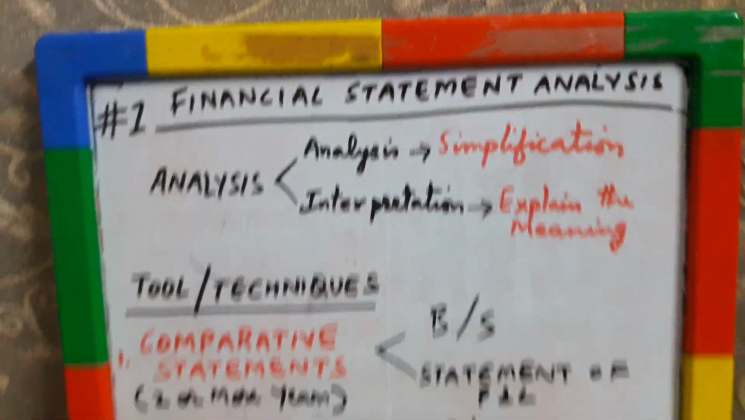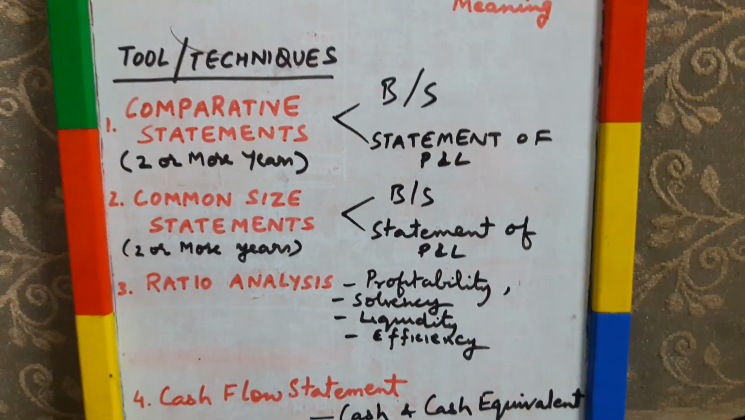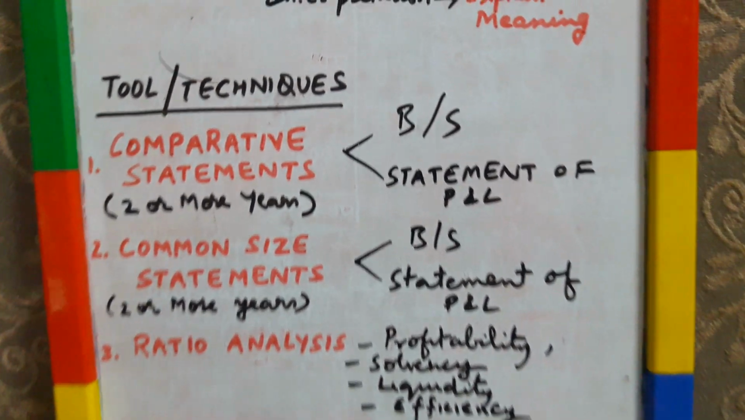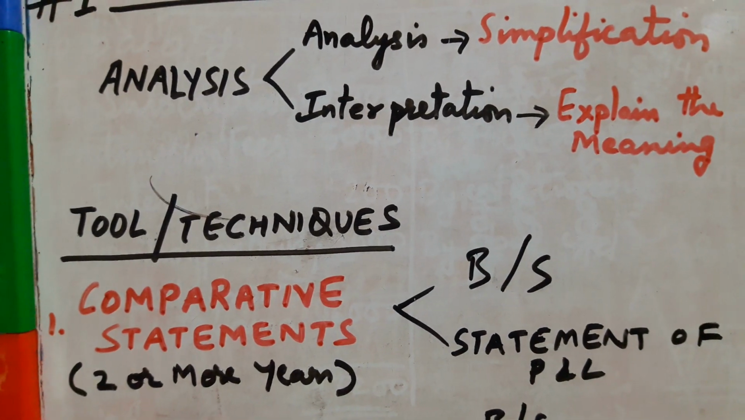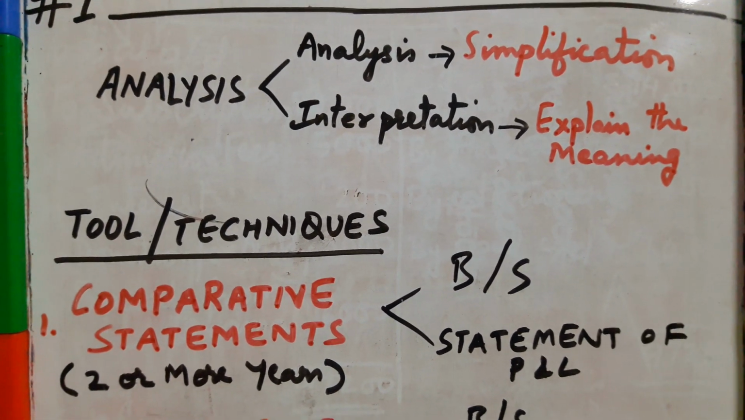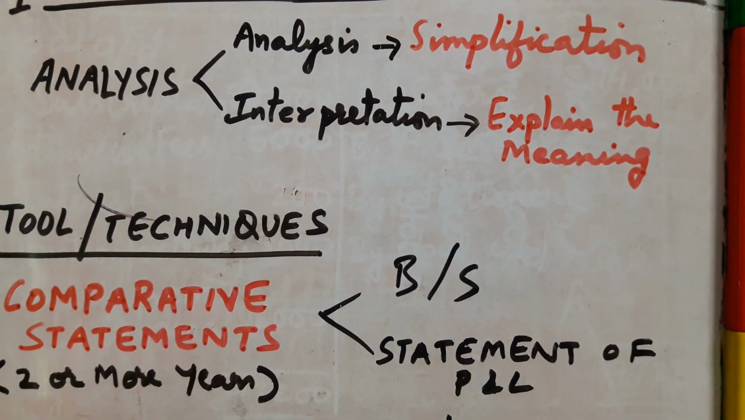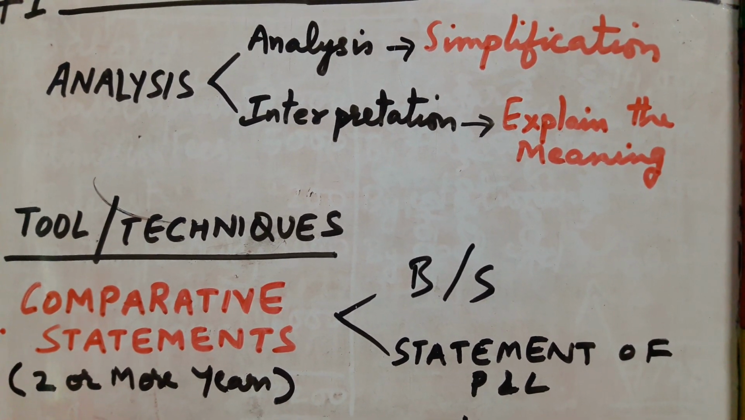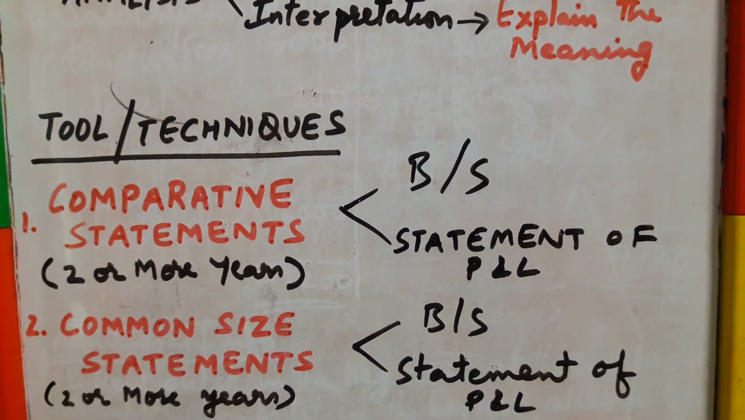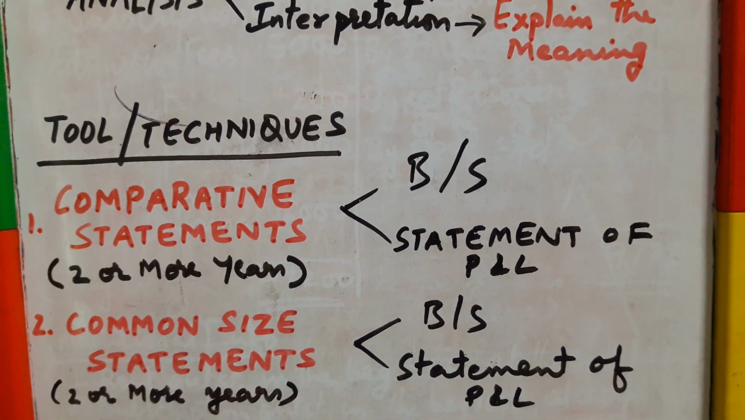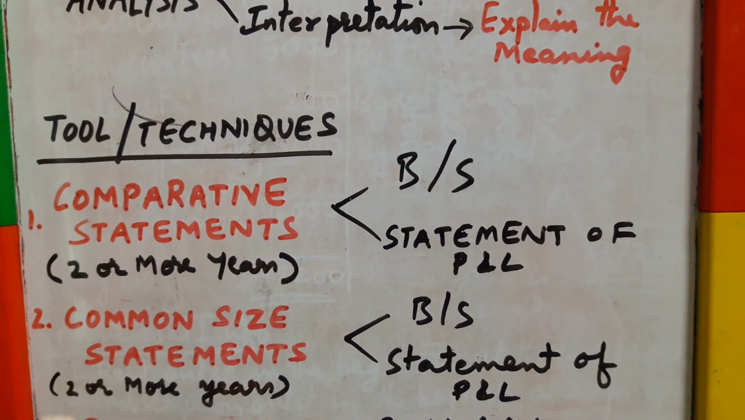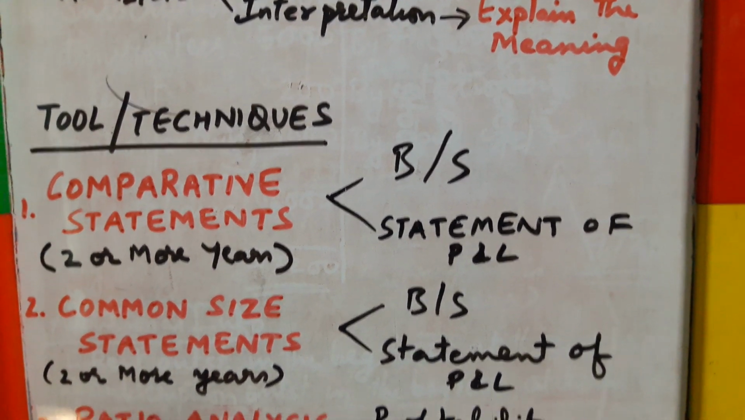Now, what are the various ways of financial statement analysis? They are also called tools or techniques used in financial statement analysis. In that, the first one is comparative statements. That is, comparison will be done for 2 or more years and we are going to compare either the balance sheet or the statement of profit and loss account. After comparative statement, there is another tool which is called common size statements. Again, in common size statements, we're going to compare 2 or more years, and this is also done for both balance sheet as well as statement of profit and loss account.